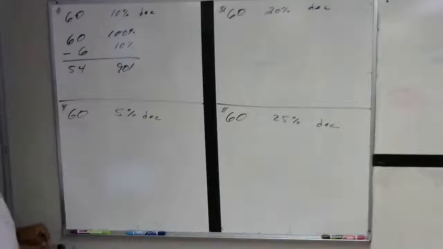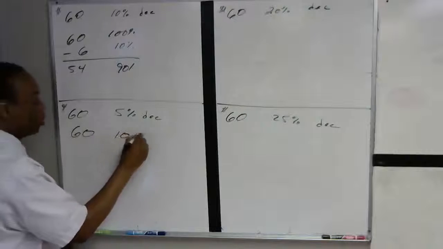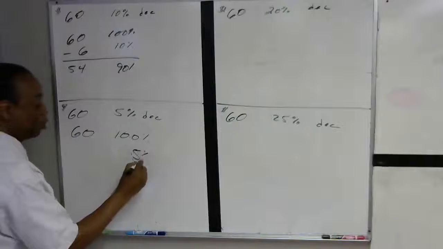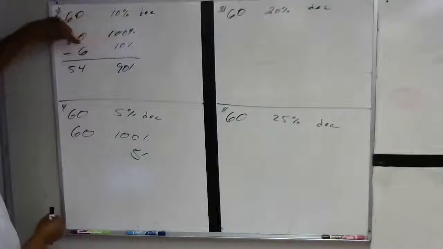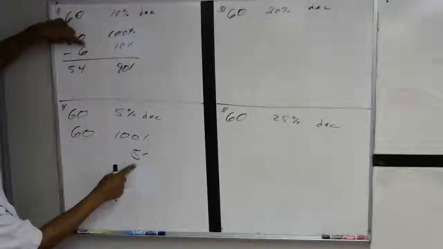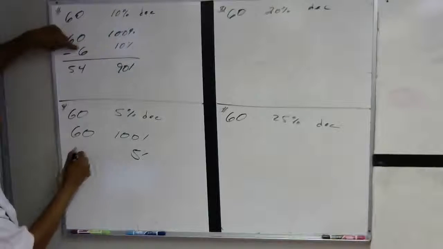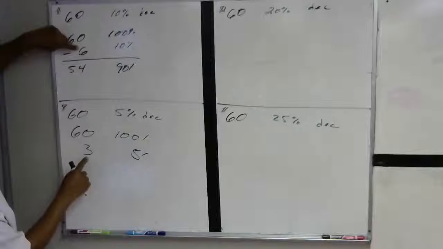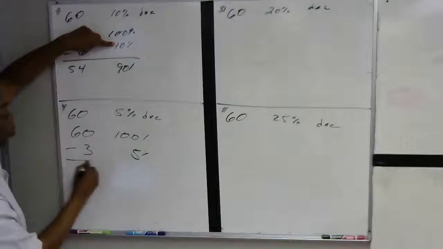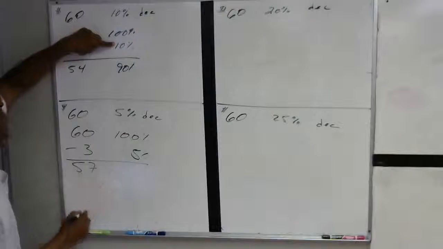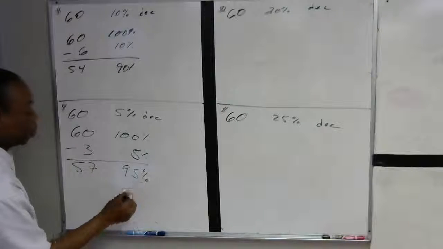Okay, now let's do a 5% decrease. 60 represents 100%, and we want 5%. If 10% is 6, then 5% will be half of 6. So half of 6 will be 3. So let's decrease it by 3, and we'll get 57. And 57 represents 95% when we subtract these two.